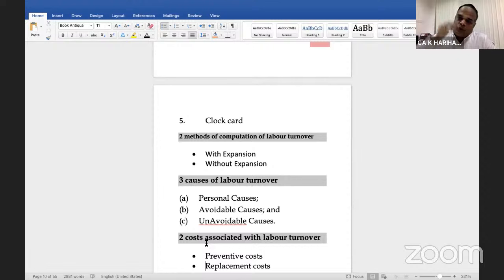Okay. What would be the reason for labor turnover? Why are workers going out from the organization? No, lower labor turnover is best, not higher. Higher means the company's cost will be high. So lower labor turnover is preferable.